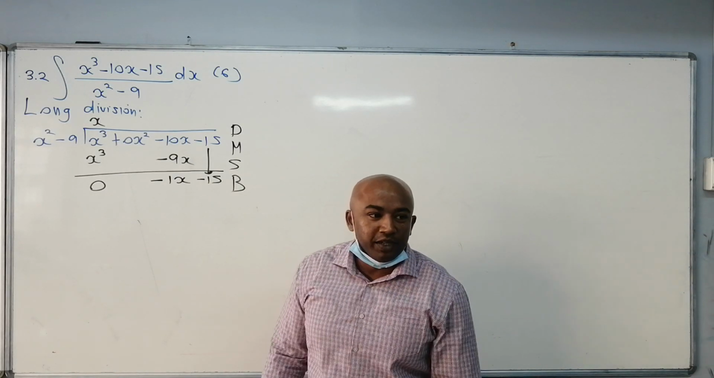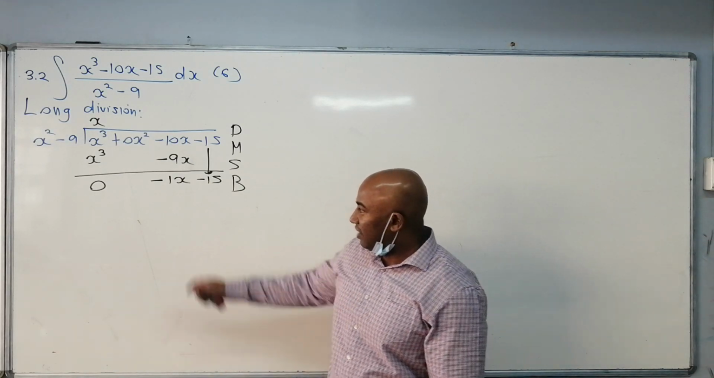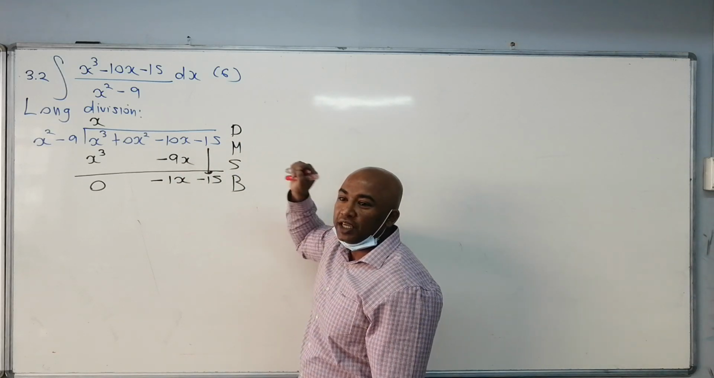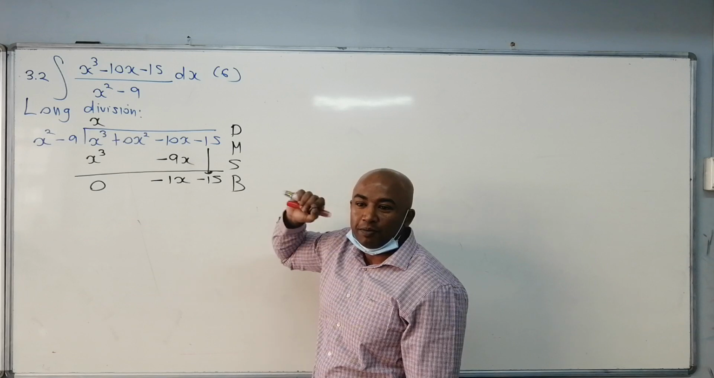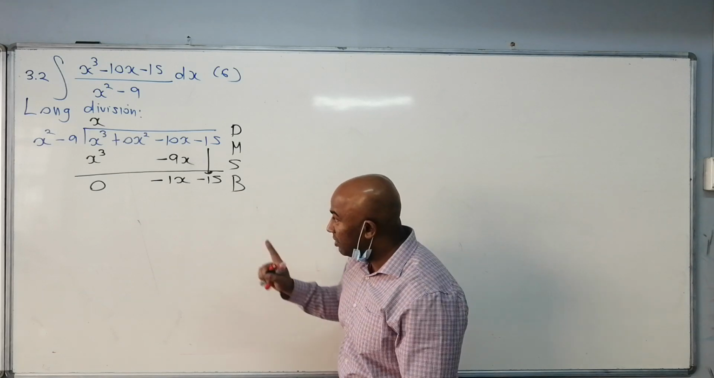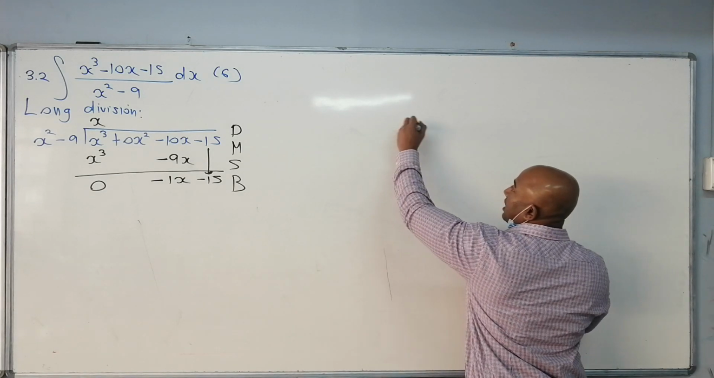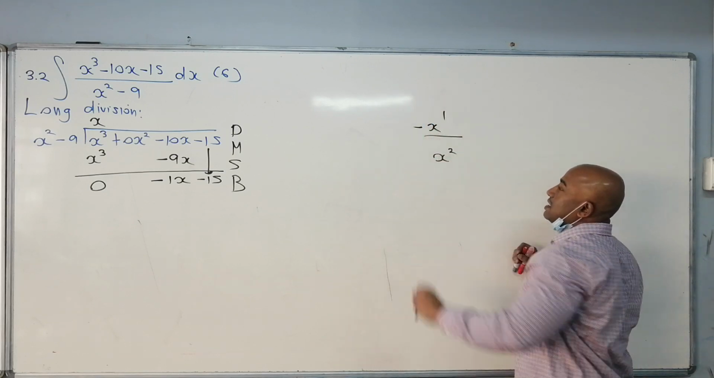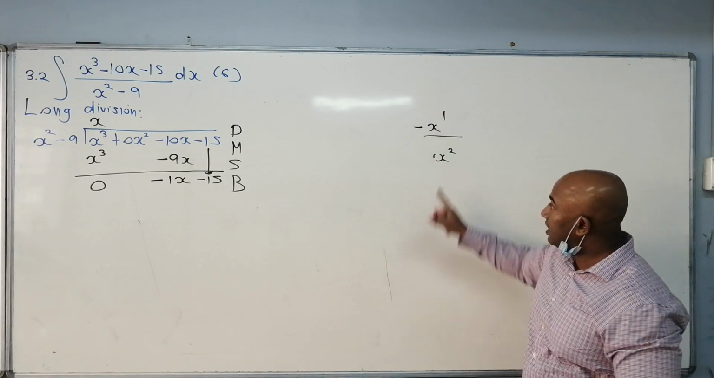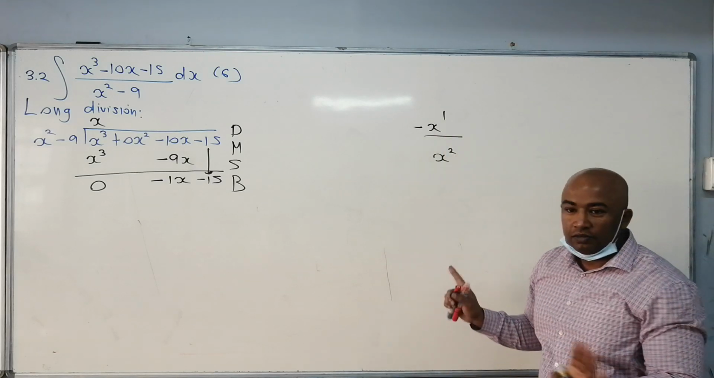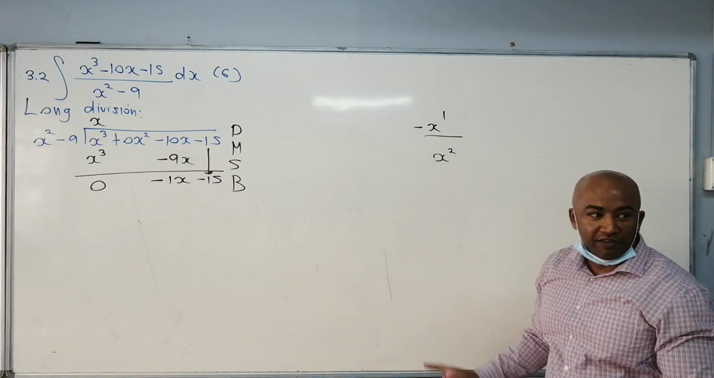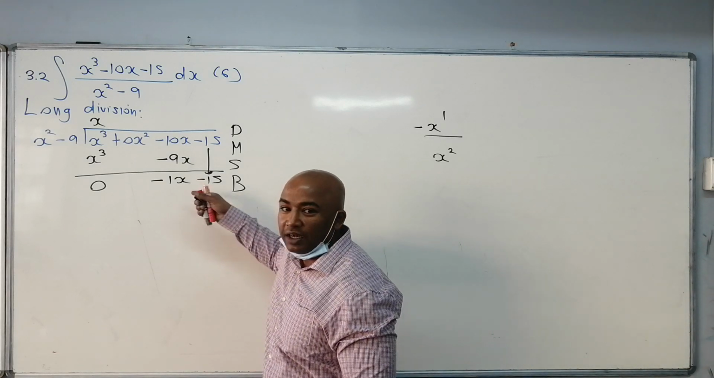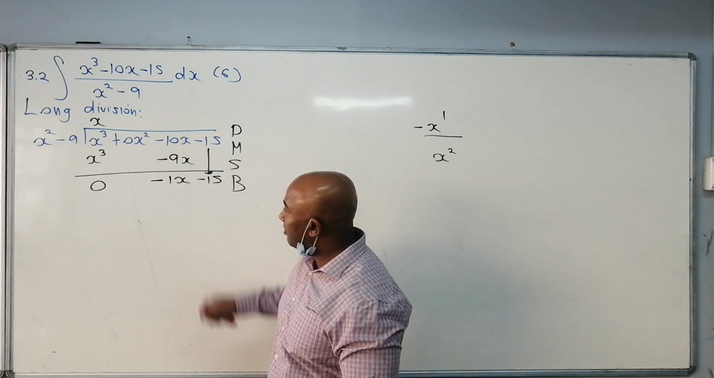Check, is it possible for me to divide again? If I go minus x on the top divided by x squared, we're checking. You stop when you have a proper fraction. So what do I mean? You're going minus x on the top divided by x squared. This is a proper fraction. Do not cancel anything here. 1 is smaller than 2. There's no more division now. Right. So you stop here. This is your remainder.